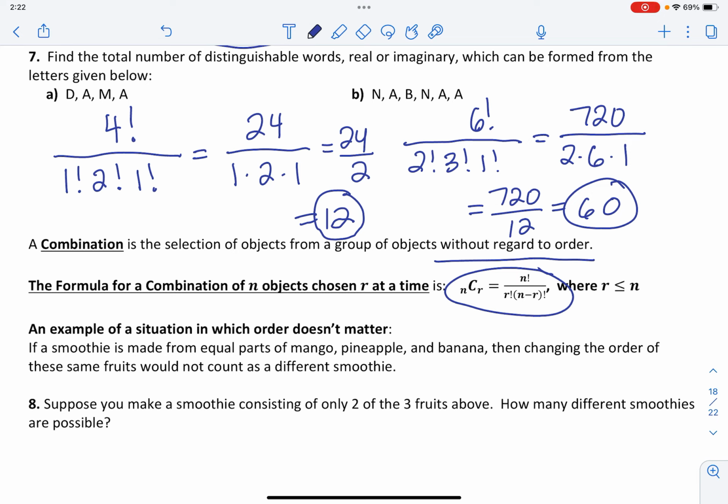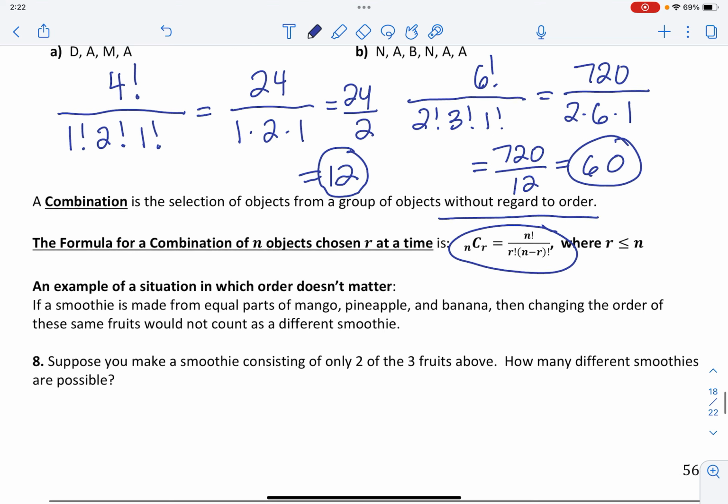So an example of this, I mean, what if you're going to make a smoothie from mango, pineapple, and banana? Then if you change the order of the fruits, it's going to be the same smoothie, right? Like if you order a mango, pineapple, banana smoothie, and I order a mango, banana, pineapple smoothie, we got the same smoothie. So this is a scenario where order of the objects does not matter.